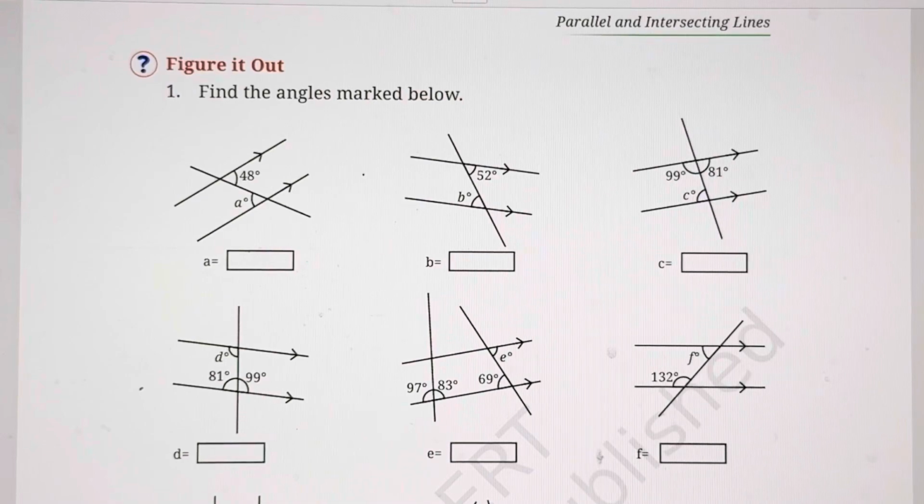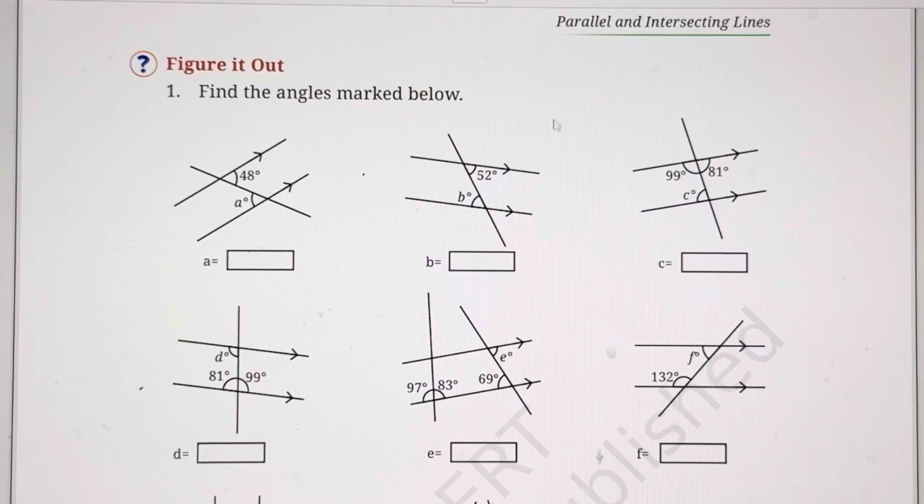In this video, we are going to continue with chapter number 5, Parallel and Intersecting Lines of grade 7 Mathematics of the new NCERT textbook Ganitha Prakash. So we are going to discuss the figure it out exercise, the last exercise of this chapter, which is given on page number 123 till 125.